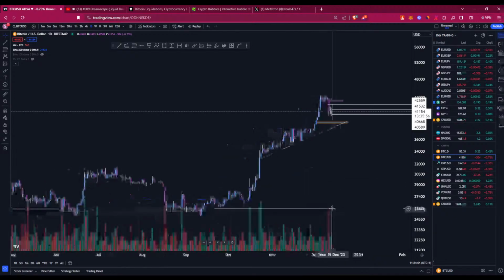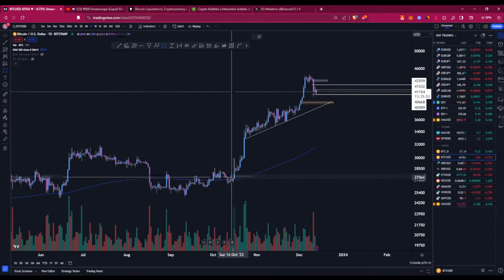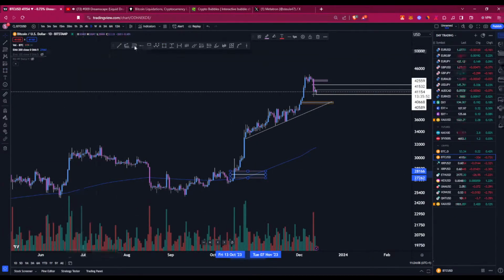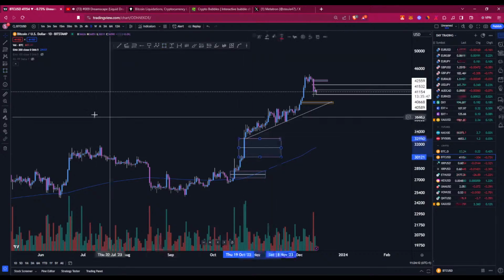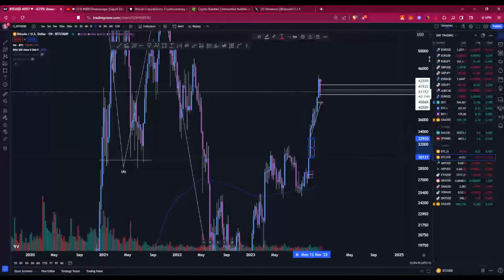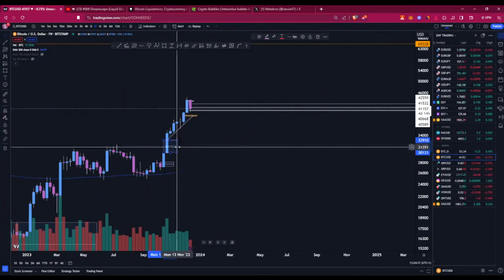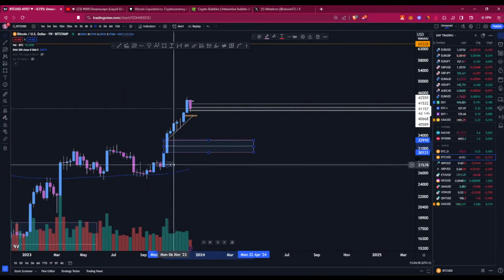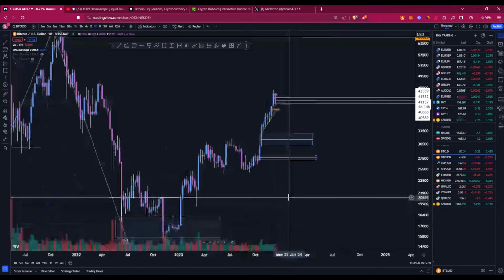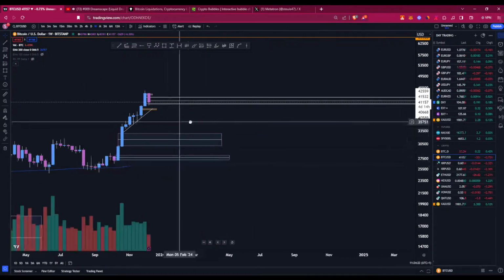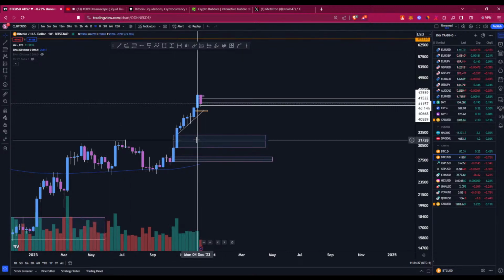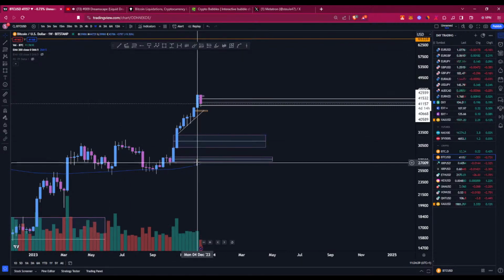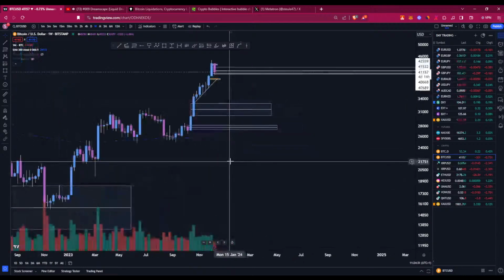Can we come down? Obviously, we have all these imbalances down here. So do we need to close these imbalances? We don't need to, but there's a high chance that we will close them. Yes, so be prepared. Don't be scared to buy at 30k and at 27, 26k. Don't fear it. Just do it, okay?